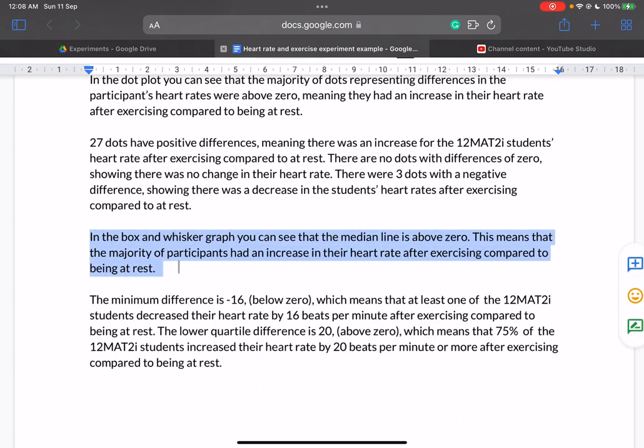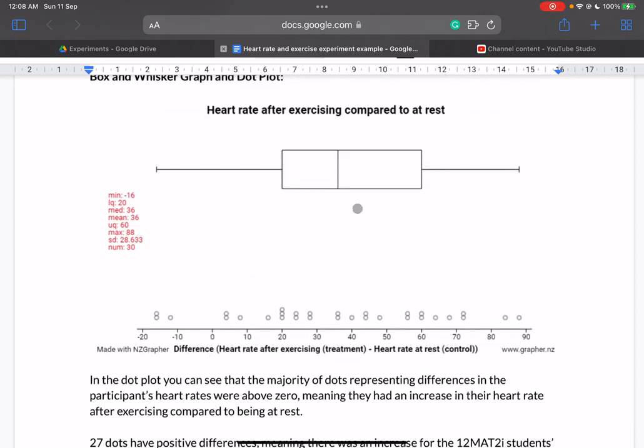This means that the majority of participants had an increase in their heart rate after exercising compared to being at rest. If your median is above 0, that means at least half of your participants had an increase in the response variable. If it's below 0, at least half your participants had a decrease in your response variable in the treatment compared to the control. So to find out where the majority of your participants are, you want to know where that median line is.